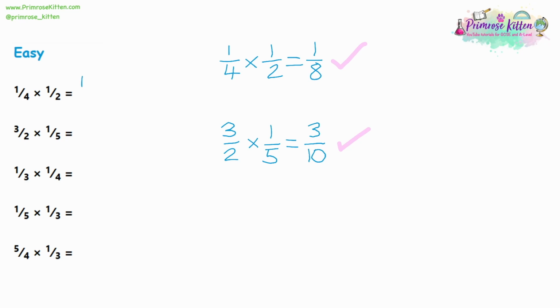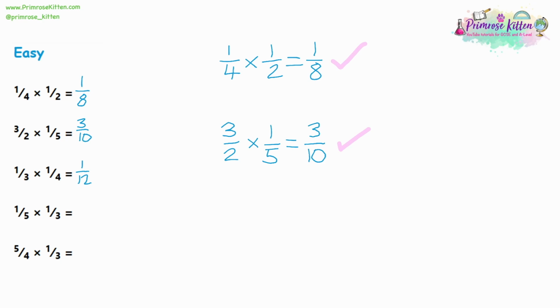So I'm just going to write the answers in. And we don't really need any special working out for this. There's no point me writing the questions down again. So let's have a look at question 3. We have 1/3 multiplied by 1/4. So we multiply the numerators. 1 times 1 is 1. And we multiply the denominators. 3 times 4 is 12.